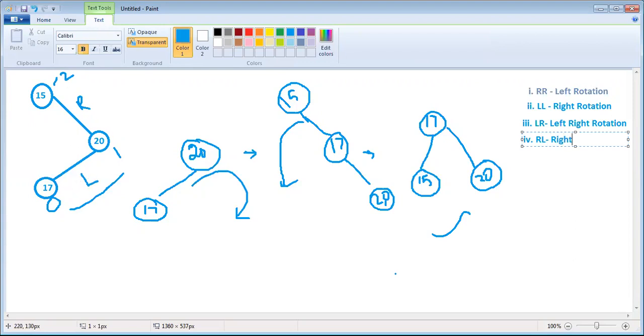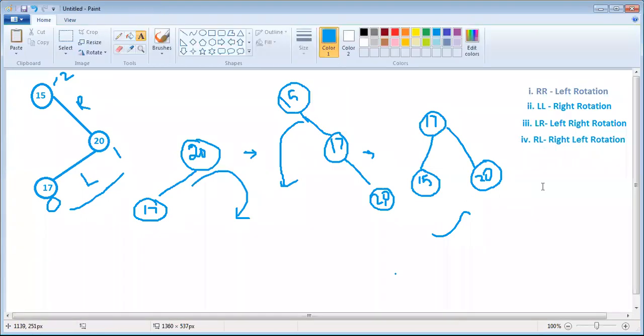Okay. Right left rotation. Is it clear, guys? Everyone? 4 types of rotation. Okay. So all 4 types of rotation we have done. Any doubt in this, 4 types of rotation? Any doubt with you guys? No, right? Okay.